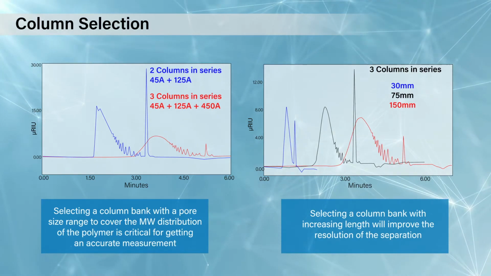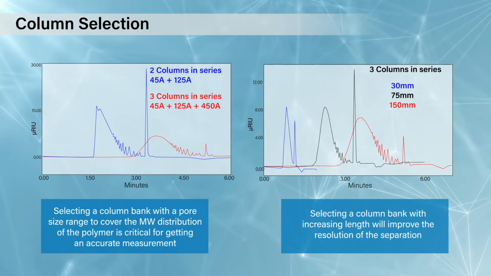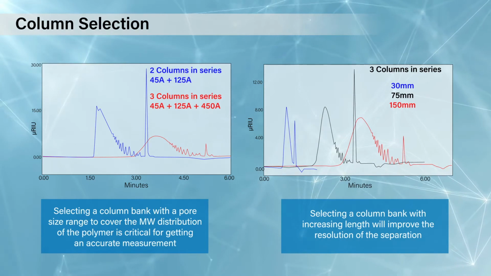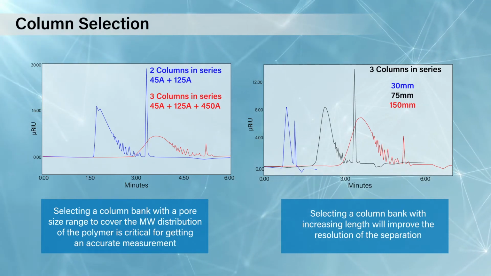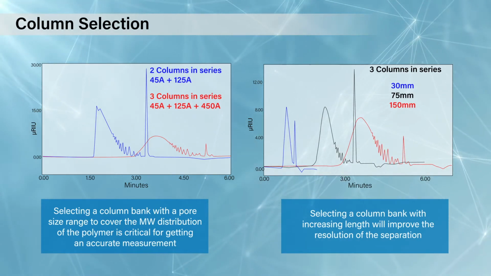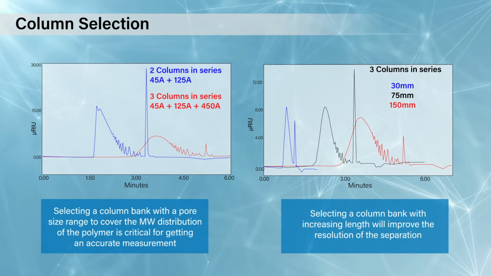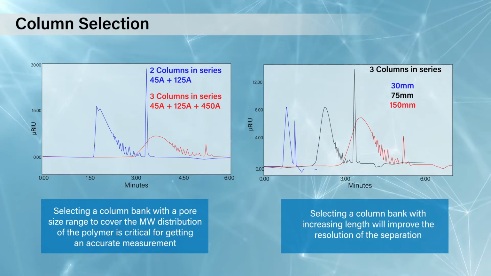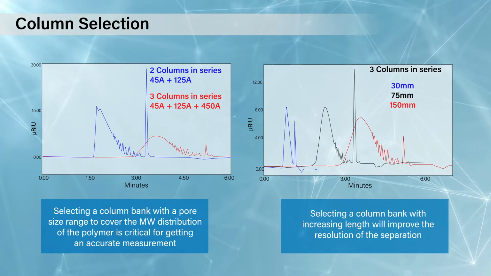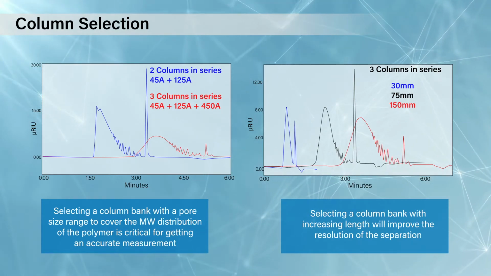On the right-hand image, this is showing the effect of the column length. So the blue one is using the correct column bank, but only in 30 centimeter column lengths. So it's a very quick analysis, but you can see as you start to increase the column length, you get increased resolution, but at the cost of analysis time. And the optimum point of that is depending on where you're willing to compromise and what your analysis goals actually are.